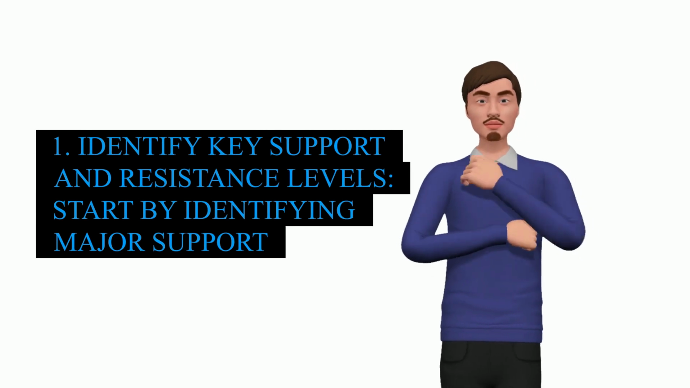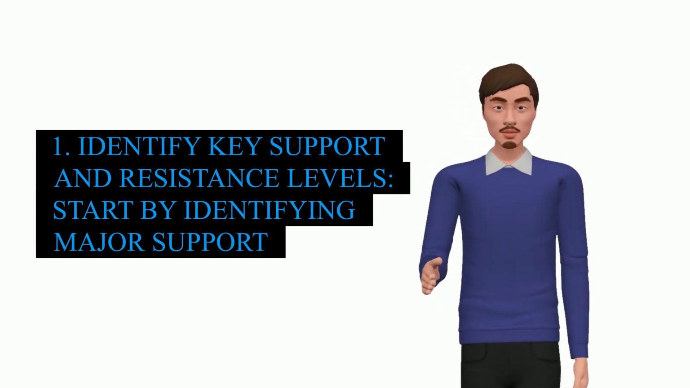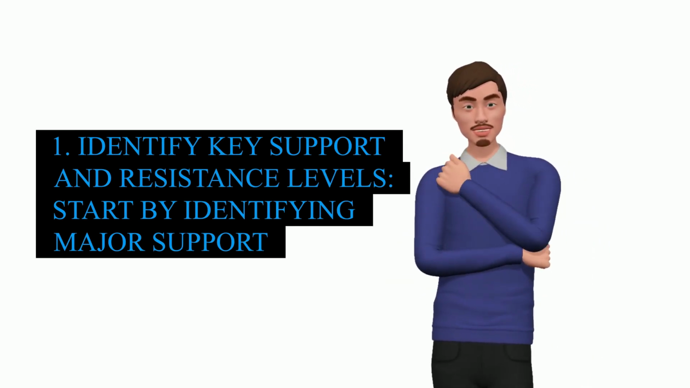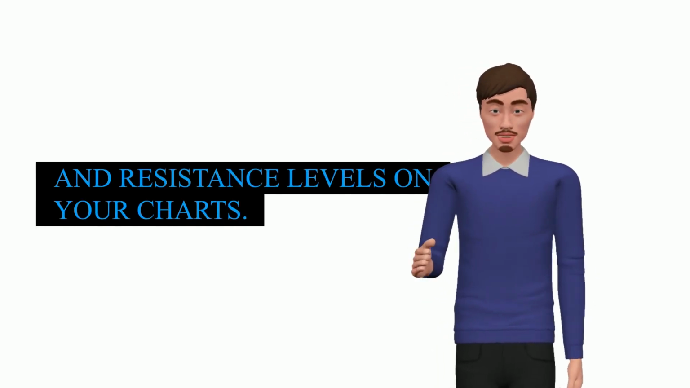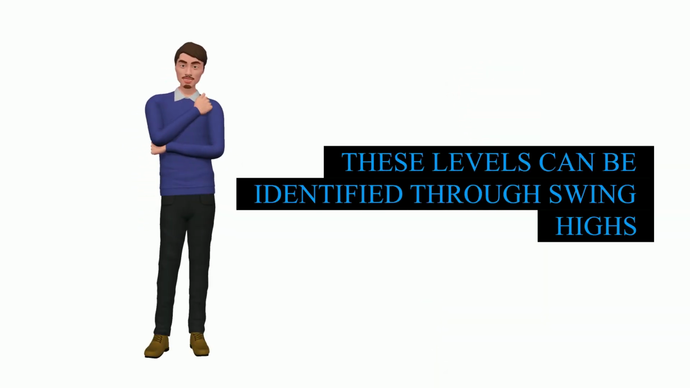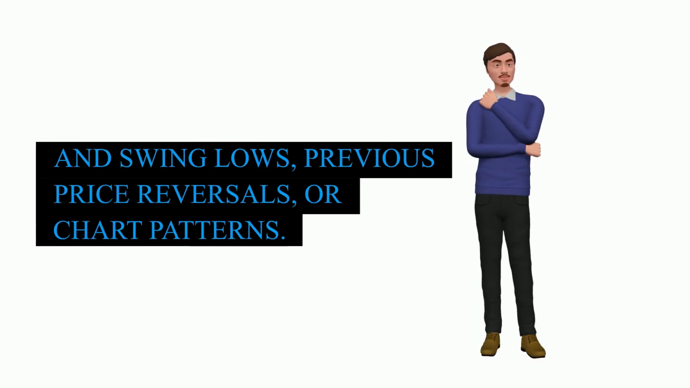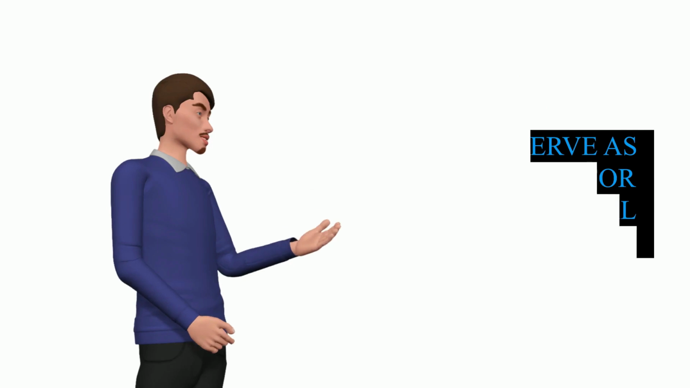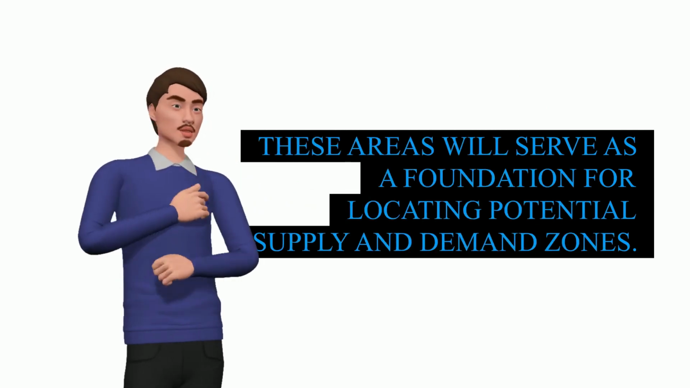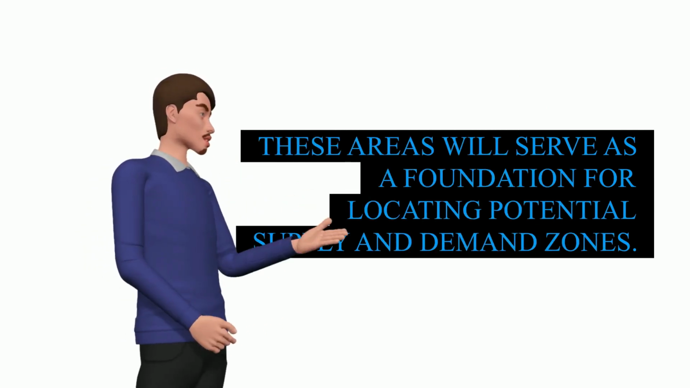1. Identify key support and resistance levels. Start by identifying major support and resistance levels on your charts. These levels can be identified through swing highs and swing lows, previous price reversals, or chart patterns. These areas will serve as a foundation for locating potential supply and demand zones.